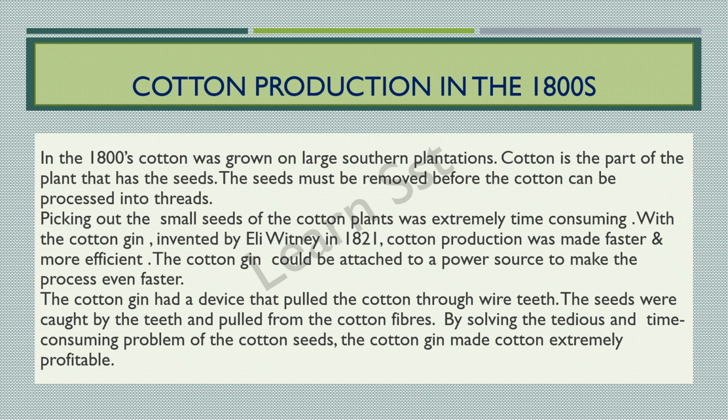The cotton gin could be attached to a power source, to electricity, to make the process even faster. The cotton gin had a device that could pull the cotton through wire teeth. The seeds were caught by the teeth and pulled from the cotton fibers, solving this tedious and time consuming problem of the cotton seeds. Now, when this was solved, the cotton gin made cotton extremely profitable. So the manufacturing of cotton yarns and then fabric went on at a very quick pace.